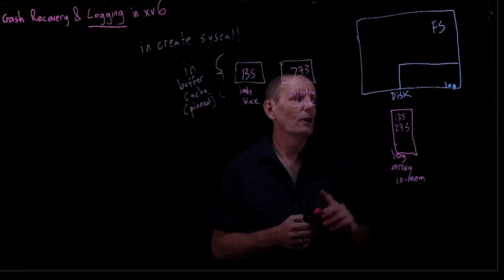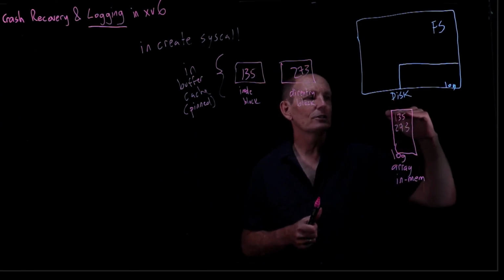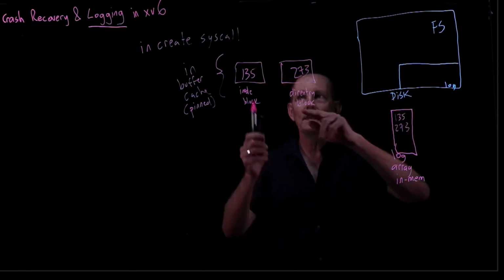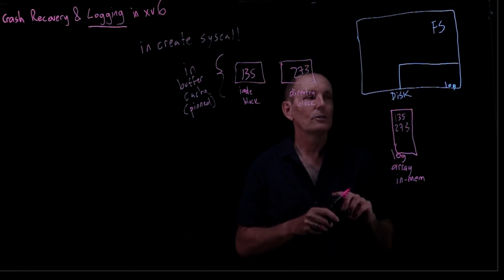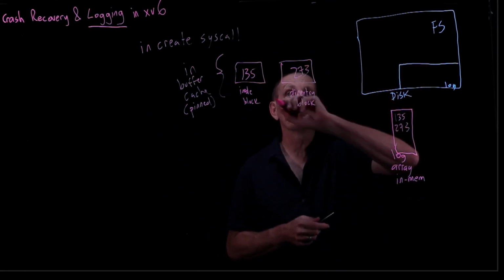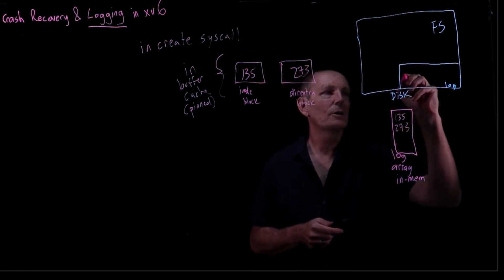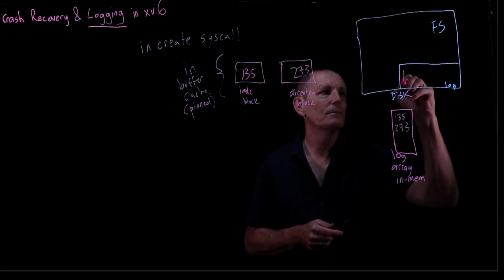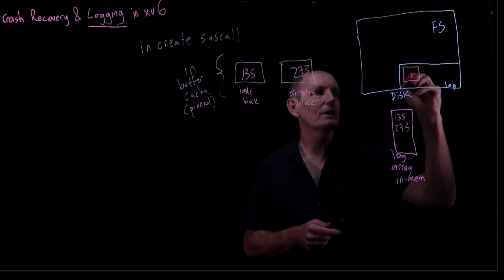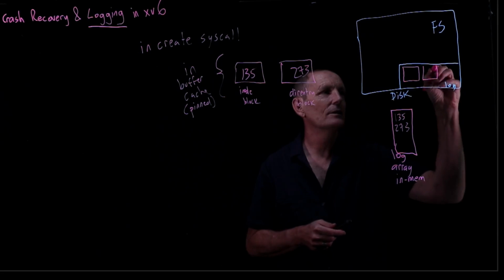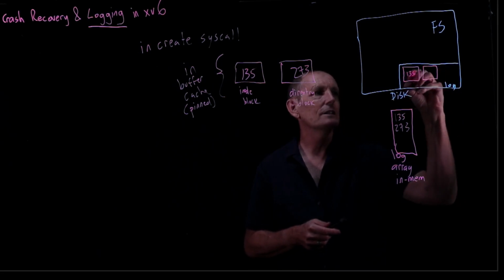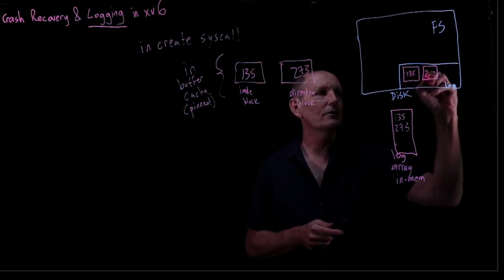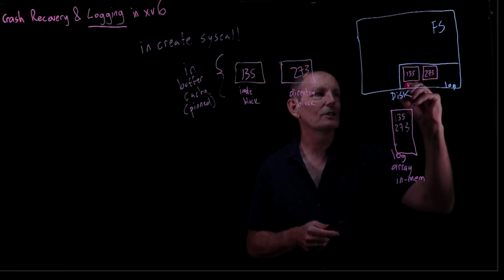So we're going to write these to the log. We can issue a request that says I want to write these 2 buffers to the log, but I don't want to write them to 135 and 273. I want to write them to my log locations. So I'm going to write them actually here. This is the content that we want to go to 135, and this is the content we want to go to 273.